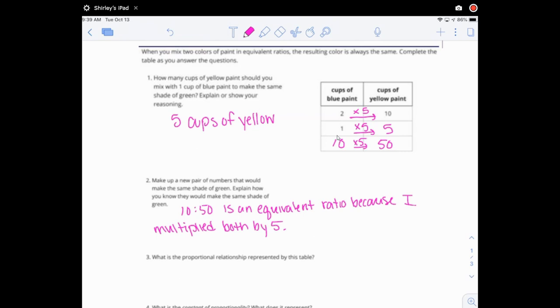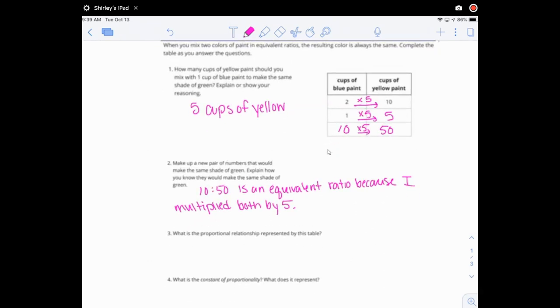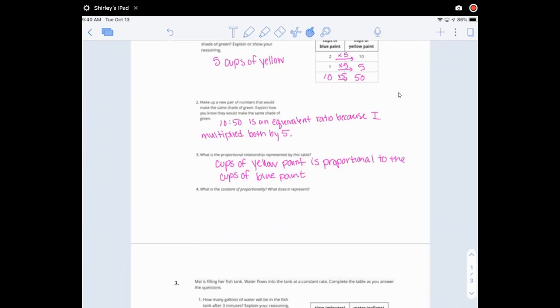What is the proportional relationship represented by this table? So that's just asking us, what are we comparing here? So we didn't necessarily talk about this in class, but when we're asked about the relationship, we're saying that cups of yellow paint is proportional to the cups of blue paint. And then the last question says, sorry, that might have been off the screen a little bit.